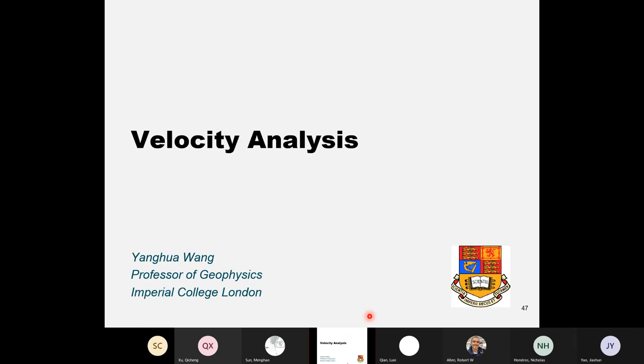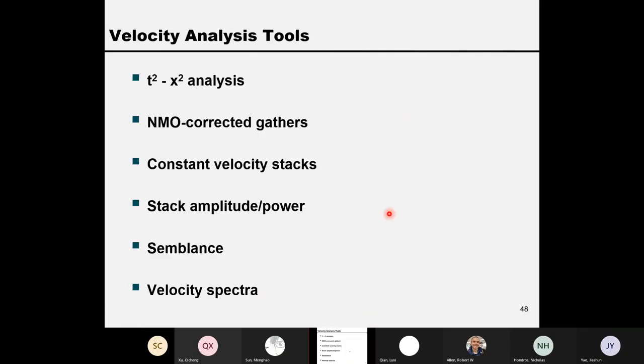So next, we're talking about velocity analysis, simply based on the previous slides. There are tools for velocity analysis. Long before the modern days of computers for everything, we used pen and paper. The methodology for velocity analysis was called the t squared x squared method. We also talk about NMO corrected gathers. We also have the so-called constant velocity stack. That's another tool. We have stack amplitude and or stack power, semblance and the velocity spectrum. Those are the conventional tools.